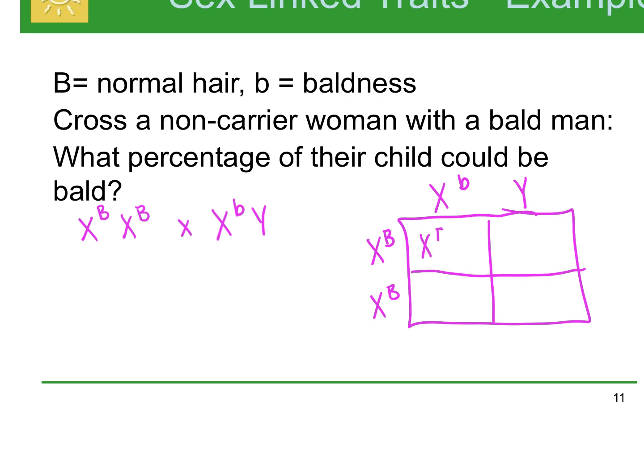All right, so now we're going to fill out the Punnett square, just like we did on all the other problems. All right, so now we're going to look at the offspring and figure out what percent could be bald. Okay. So the female, she has at least one big B, so she'll have normal hair. Again, big B, normal hair. X big B, normal hair. So this couple, there's a 0% chance that they would make a child who could be bald.